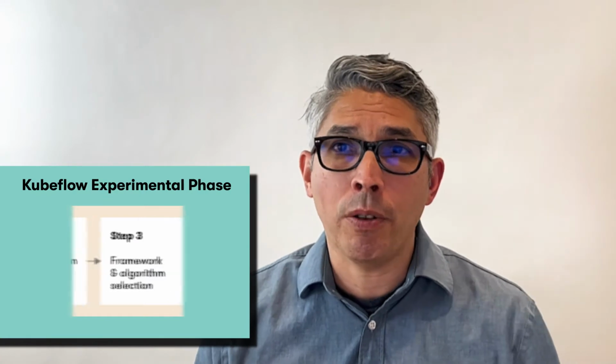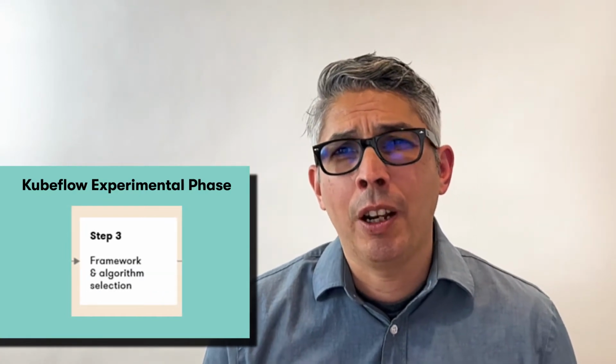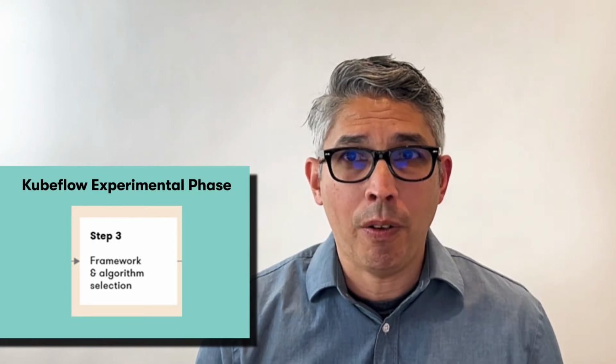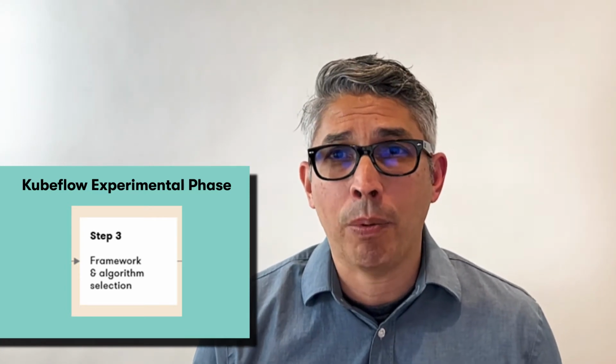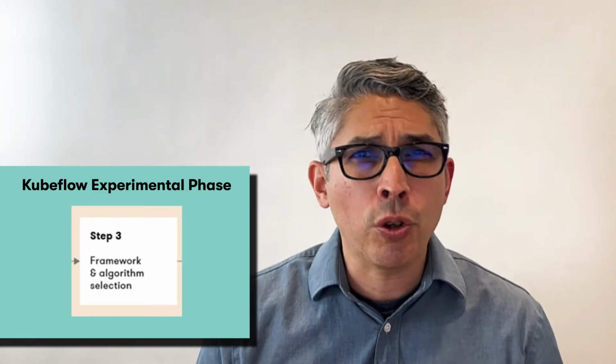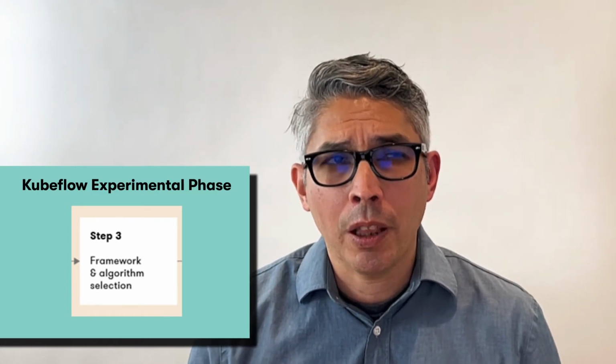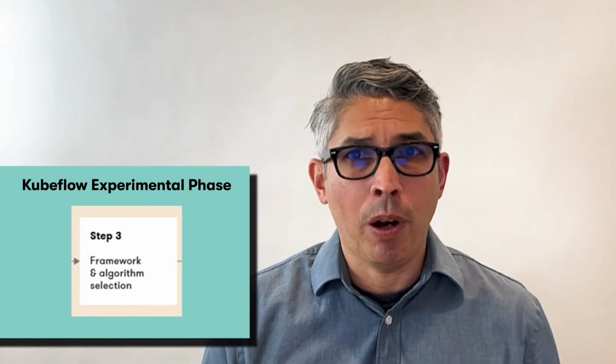Now in step 3, we're going to do our framework and algorithm selection. So at this point, we have a clear idea what problem we're trying to solve and the data that we're going to need to solve that particular problem. So this step is going to involve choosing a machine learning framework, settling in on the algorithms that we're going to need, and then coding up our models.